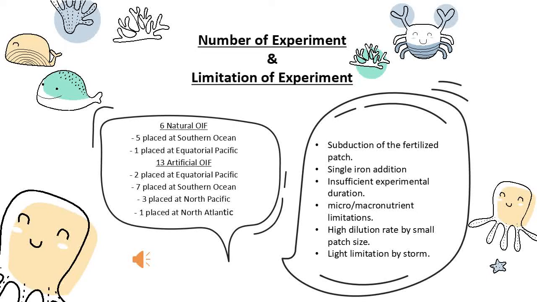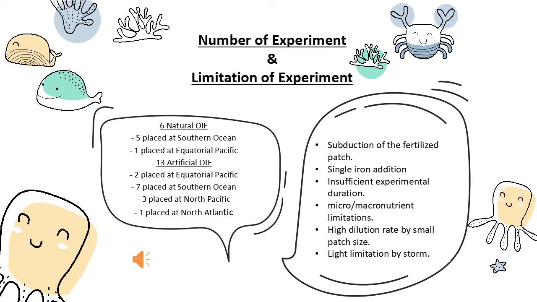So far, there are 6 natural OIF experiments that have been done, of which 5 were placed at the Southern Ocean and 1 at the Equatorial Pacific. And there are 13 artificial OIF experiments that have been done, which are 2 placed at the Equatorial Pacific, 7 placed at the Southern Ocean, 3 placed at the North Pacific, and 1 placed at the North Atlantic.